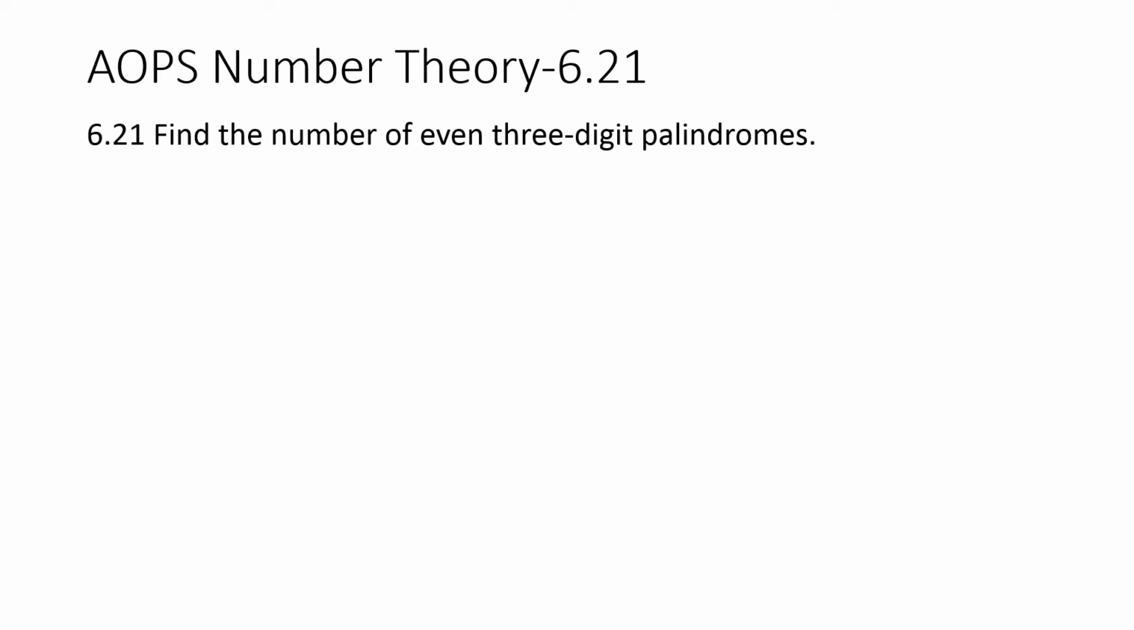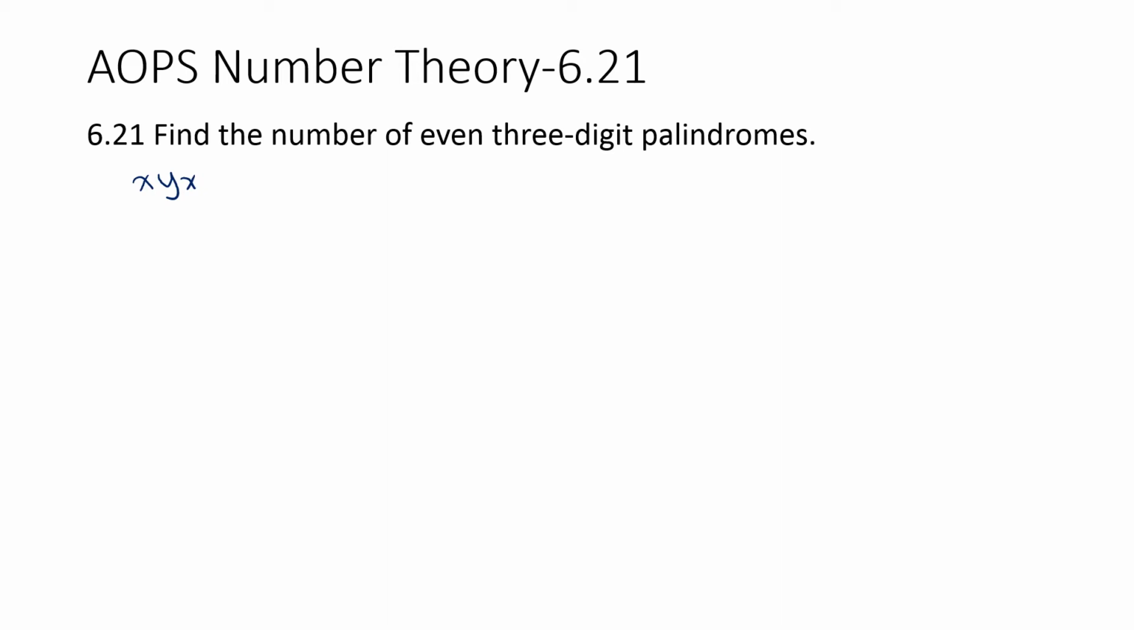AOPS number theory 6.21. Find the number of even 3-digit palindromes. So a palindrome is a number that is read the same forward and backward. So an even number is even if the last digit is even. So since it's a 3-digit palindrome, then we could write it as x, y, x.